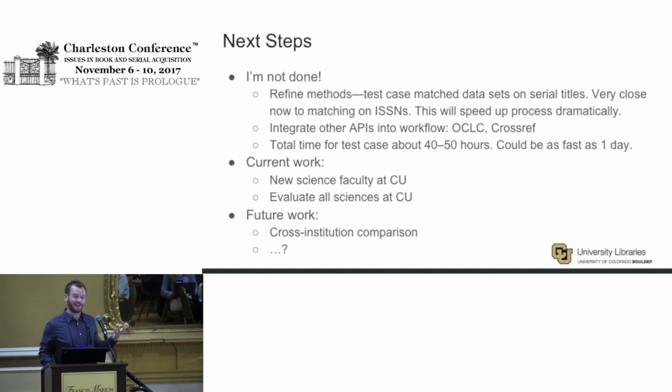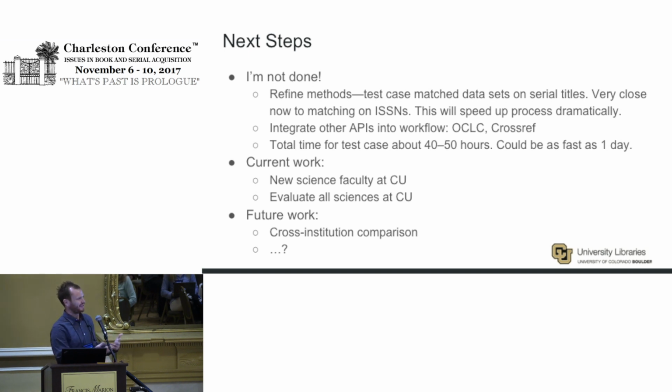Next steps. I'm definitely not done. I'm just getting started with this, and I'm going to keep refining my methods here. I'm very close to matching on ISSNs, which would streamline it even more. It will speed things up a lot. Also, there's possibilities to integrate other APIs into the workflow, where I could pull the data out of Web of Science, send it through OCLC, send it through Crossref, and get it all done in probably one script, so it could be done super fast.